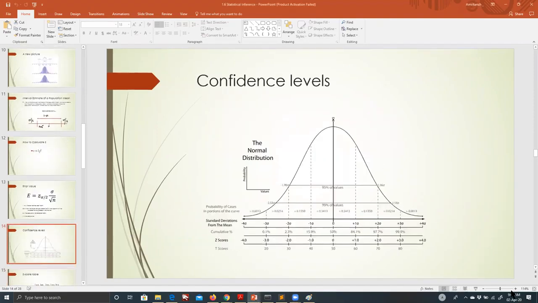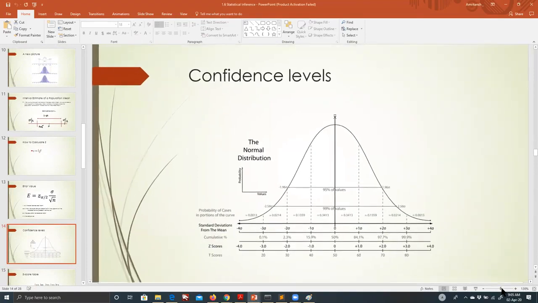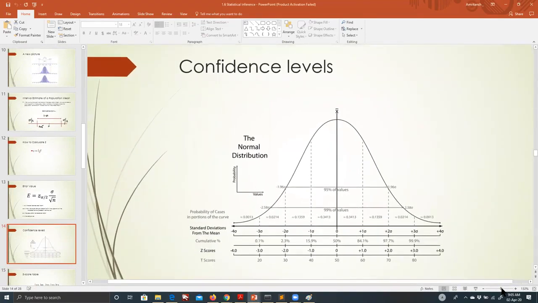Is this picture clear, or should I? Okay, actually, you know what? I will zoom out a bit. Can you explain to me what information this picture has?